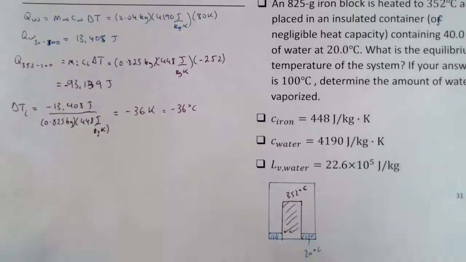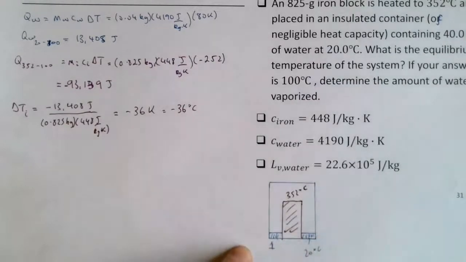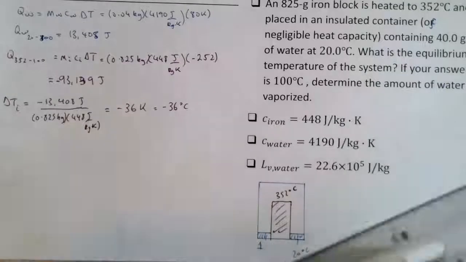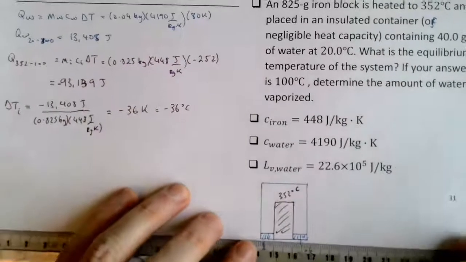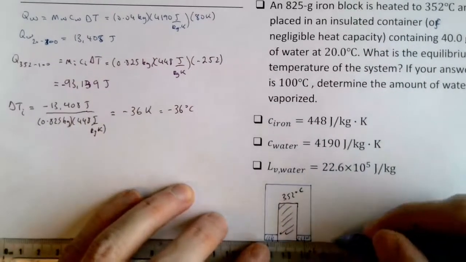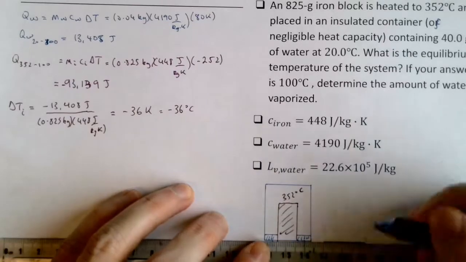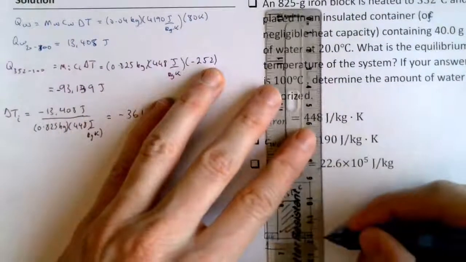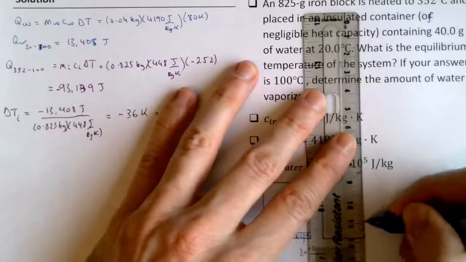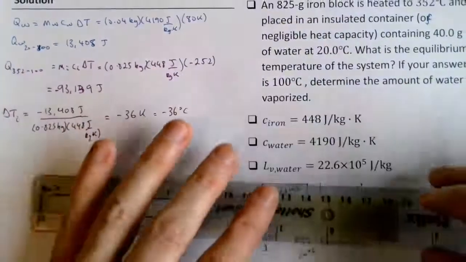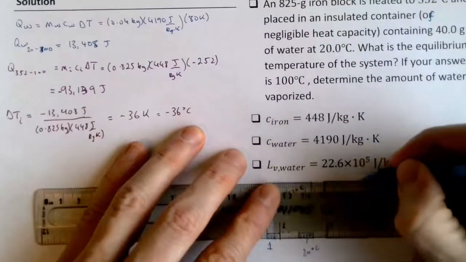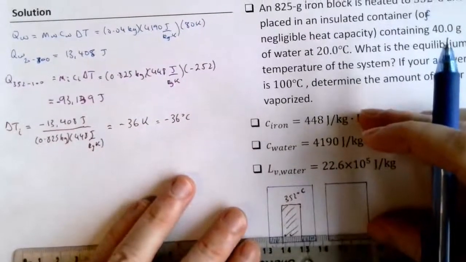So if this is stage 1 of our process, that's what the beginning of stage 2 would look like. Now what we would have in this particular case is the water at 100 degrees.